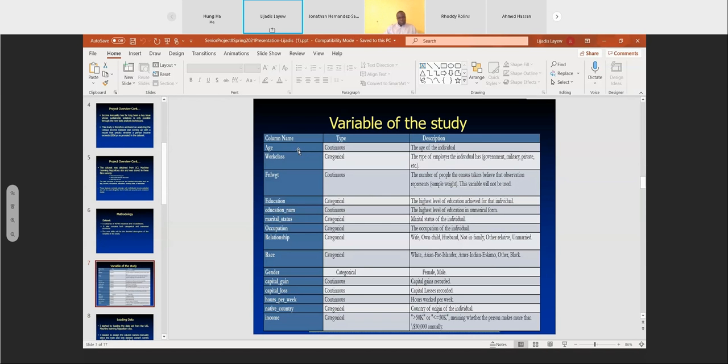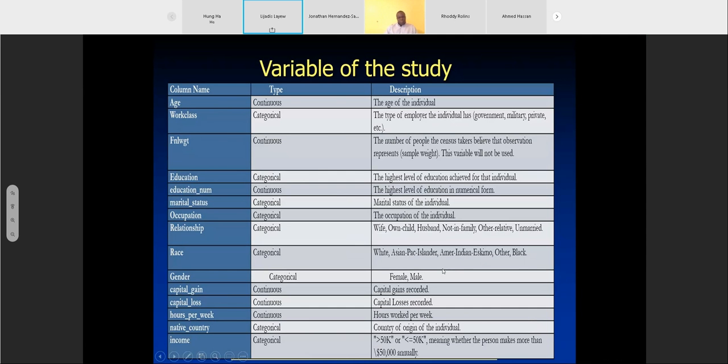Here, on the left side, there's a name, and on the right, there's a description of it. So age is the age of the individual, and working class is the type of employer the individual has, whether it's government, military, private, and so on. And this is a sample weight. This is a number of people, but I was not using this because this might not be my target variable, the income. Education is the highest level of education achieved by the individual.